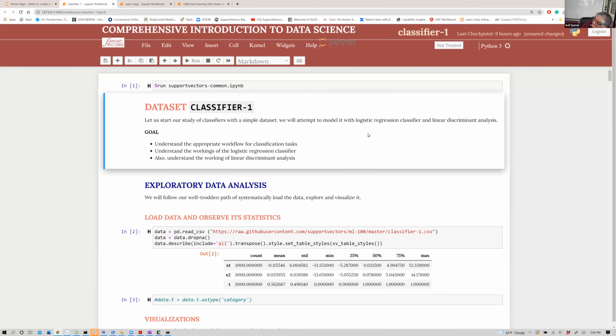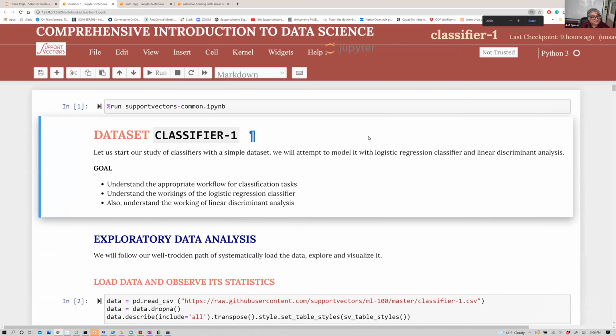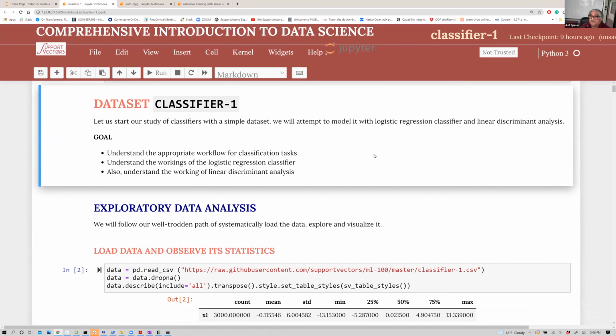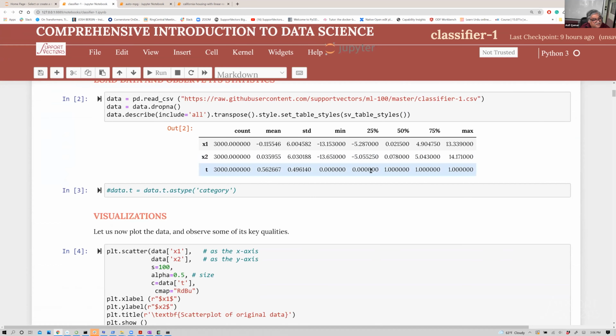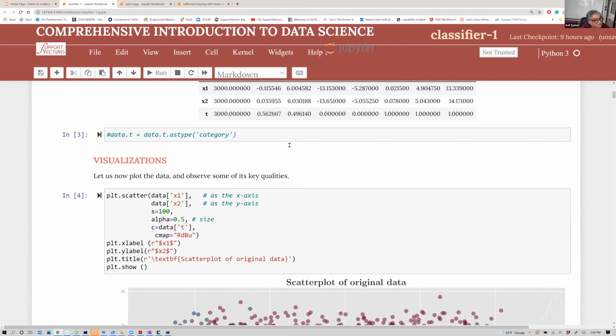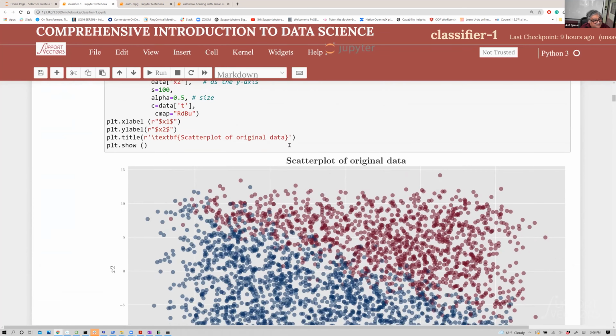The first data set is simple, and it should basically give you a hang of how to do it, right? So this is the classifier 1 data set. What do we start with? We always start with EDA, exploratory data analysis. Let us visualize the data. This is the data visualization.